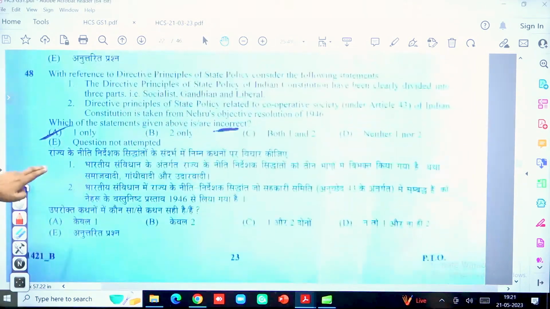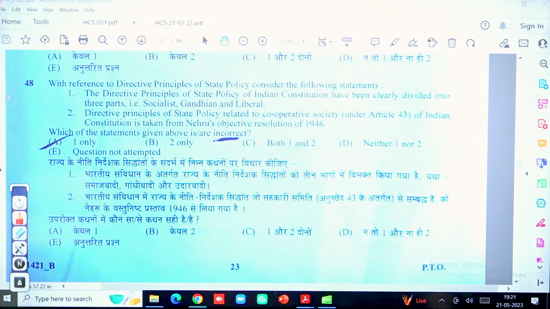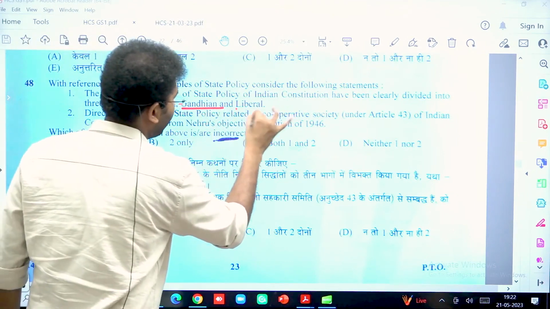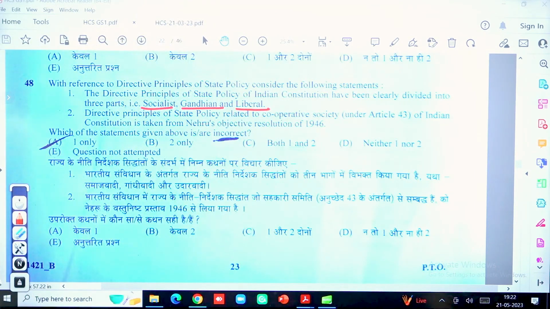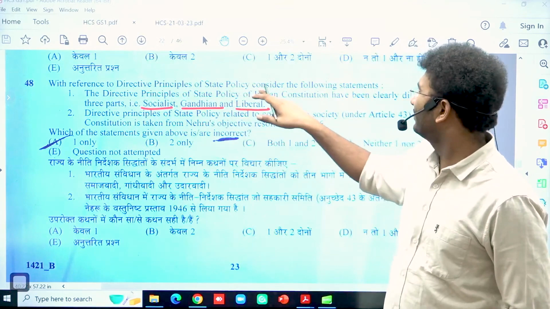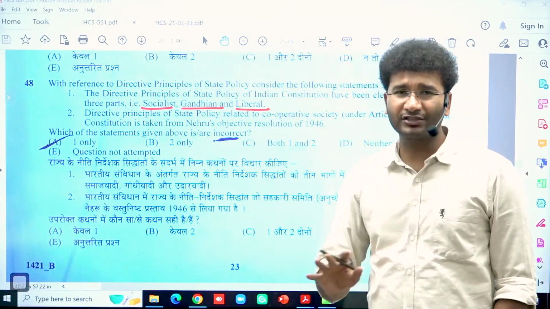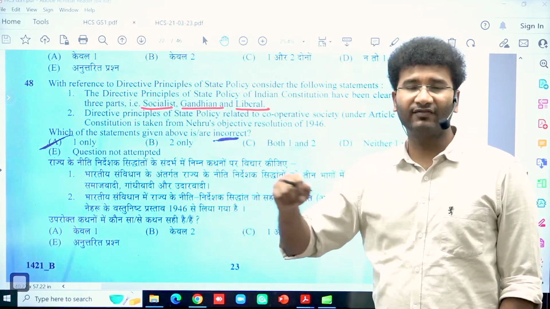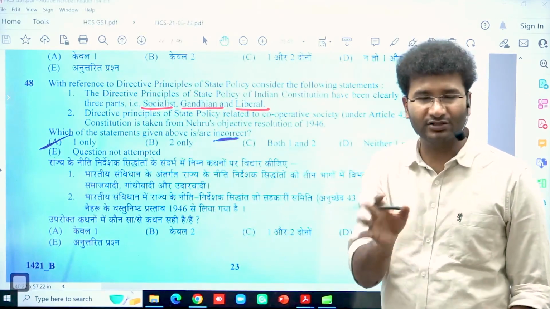Coming to question number 48. It says that with reference to directive principles of state policy, consider the following statements. The directive principles of state policy of the Indian Constitution have been clearly divided into three parts: socialist, Gandhian and liberal. With reference to the DPSP, they have never been divided in the Constitution. Outsiders have come and said that it can be divided this way. In the Constitution, they are never divided.